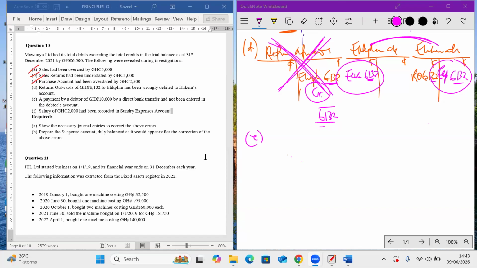Let's go. So the first step, what's the first step? Now we should be used to the first step. I'll not scroll up again. Identify the accounts involved. Okay, what are the accounts involved? Look at the entry. Debtor's account and bank account.